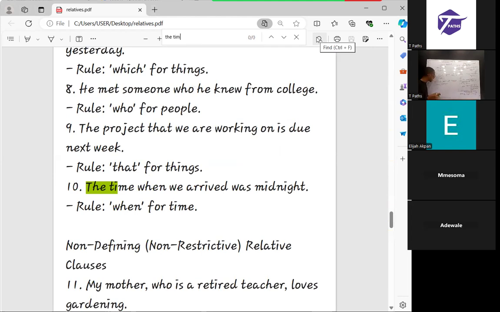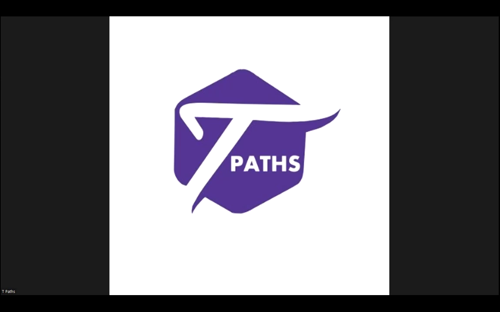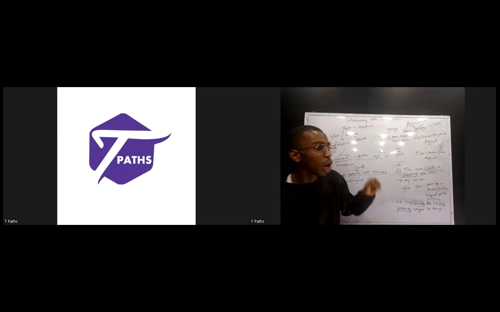The time when we arrived was midnight. When we arrived here indicates what? The time. It qualifies the time. So where we have when for time and where for place, it is important to note that they can also be used to qualify a noun or a noun phrase. Going back to the beginning of the class, where we said that a relative clause is a dependent clause that gives further information about the noun or noun phrase, it is not restricted to only which, who, whose, and whom.